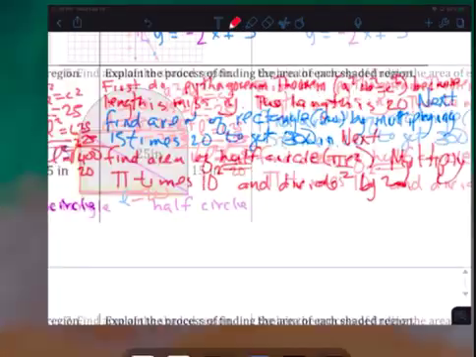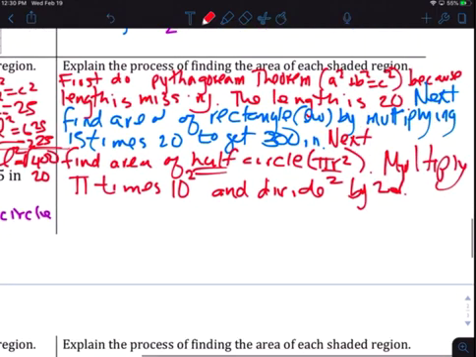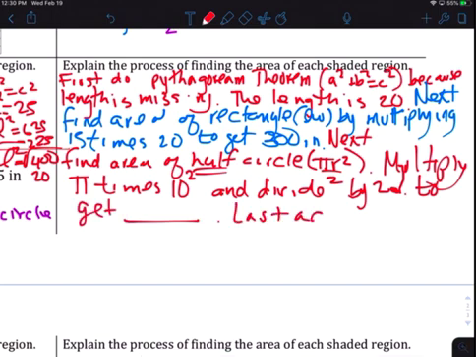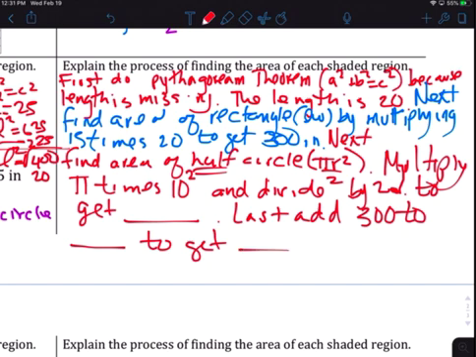And then last, to get whatever your answer is, add 300 to whatever this answer is to get blank as total area.